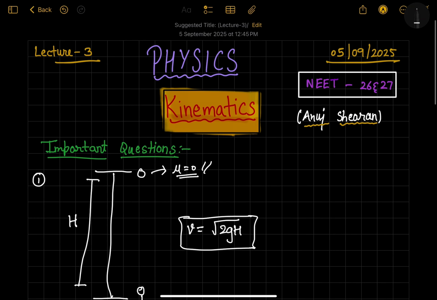So these are the kinematics important questions which will help you in NEET 2026 and 27.